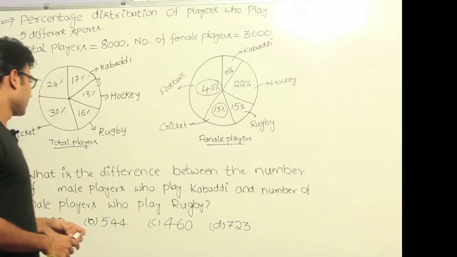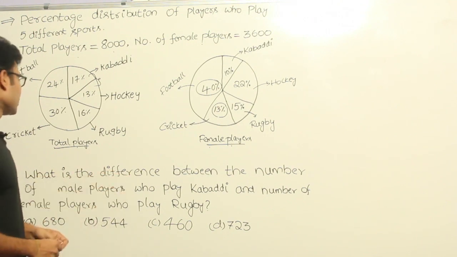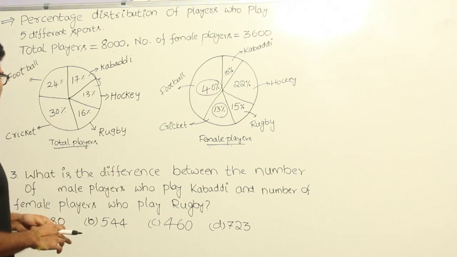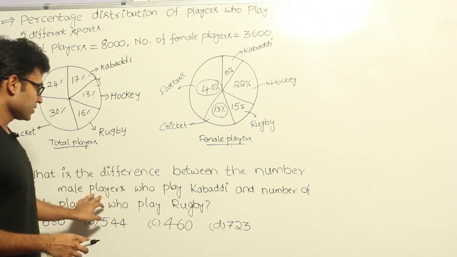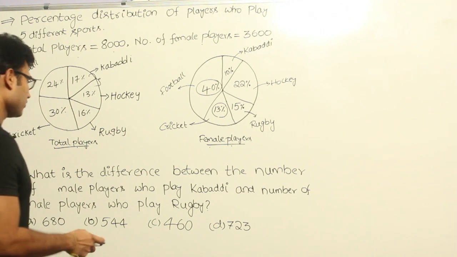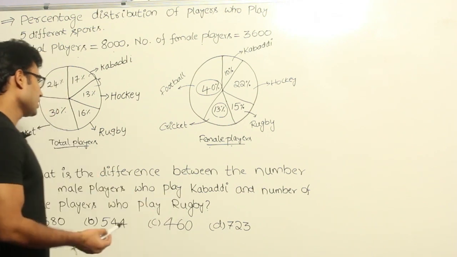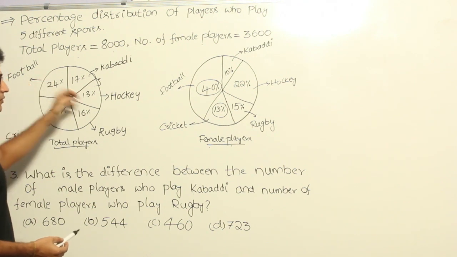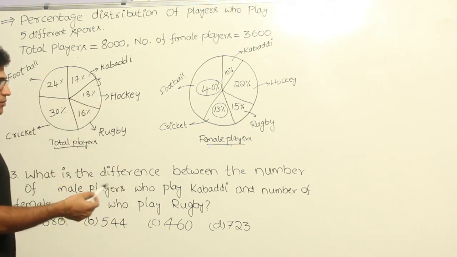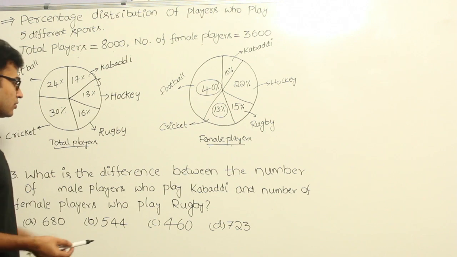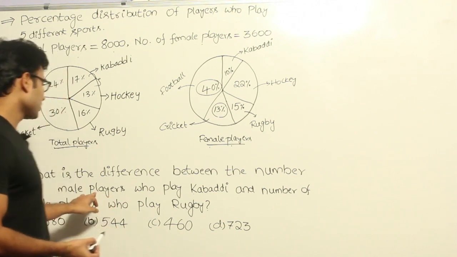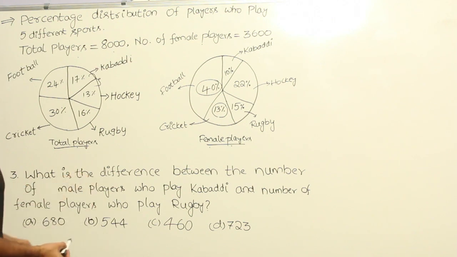Alright. Now let's see this. What is the difference between the number of male players who play kabaddi and the number of female players who play rugby? So now they are asking us the number of male players who play kabaddi. So in order to find it out, you are supposed to find out first the total number of players who are playing kabaddi. From that you are supposed to subtract the number of female players who are playing kabaddi. Then you are going to get this number. Okay, so let's find this. First thing is, what is the total number of players who are playing kabaddi?